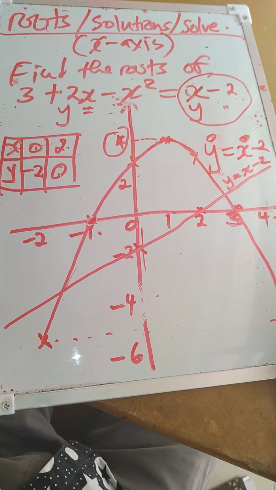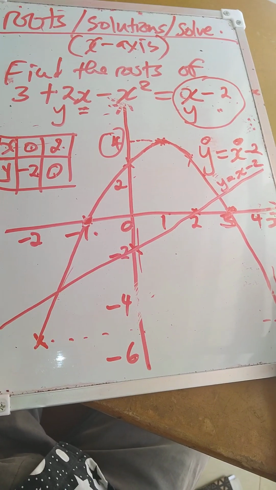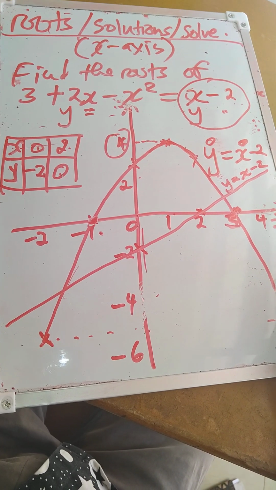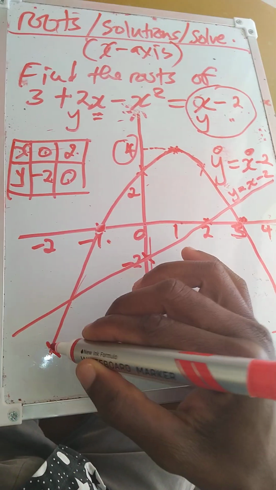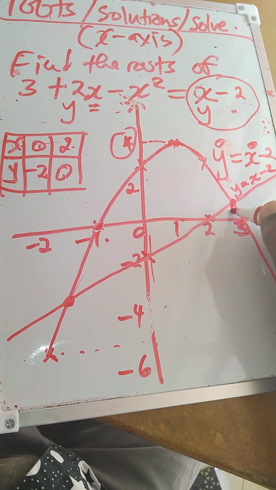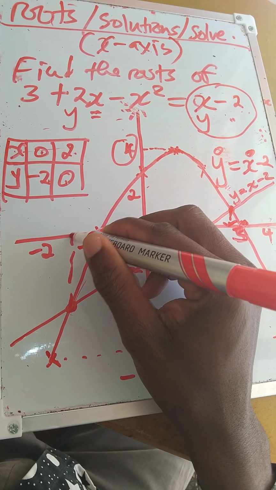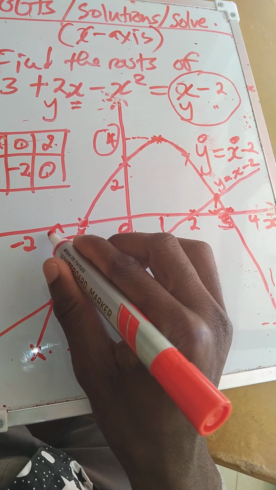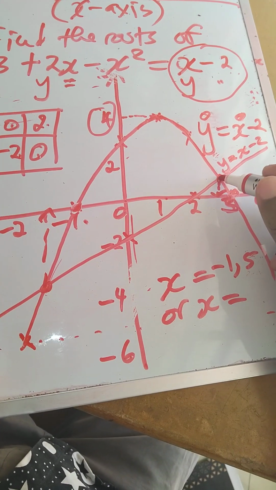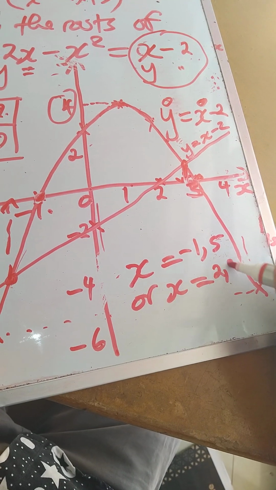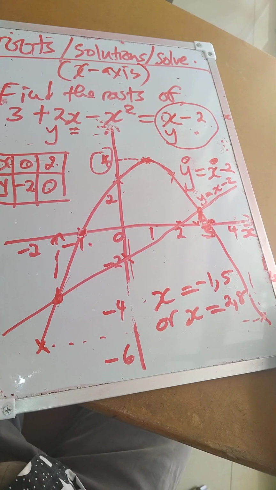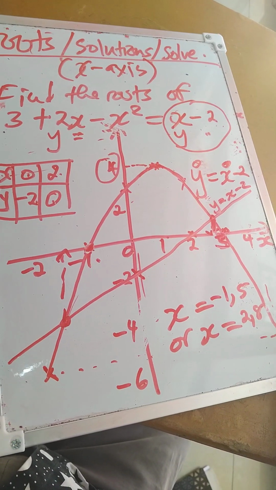So we find the roots of the equation 3 plus 2x minus x squared is equal to x minus 2, where this graph and the line intersect, here and here. Going down to the x-axis, we say x is equal to -1.5 or x is equal to 2.8. Those are our values, our roots.